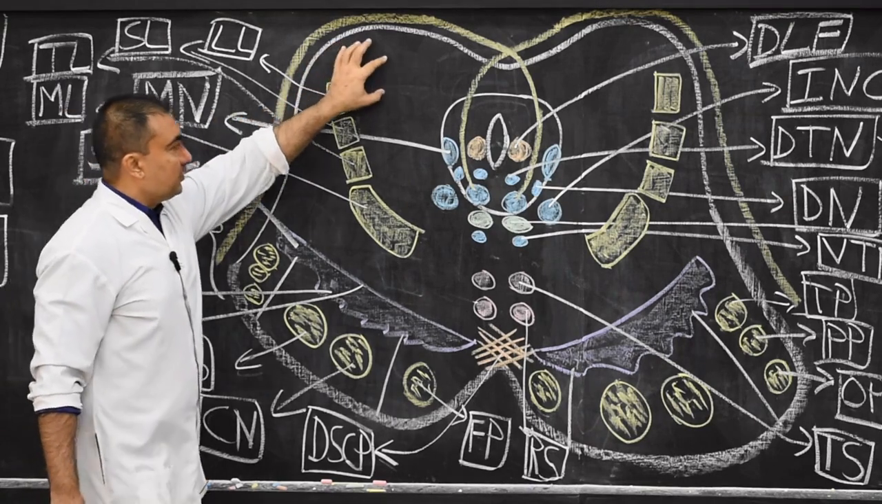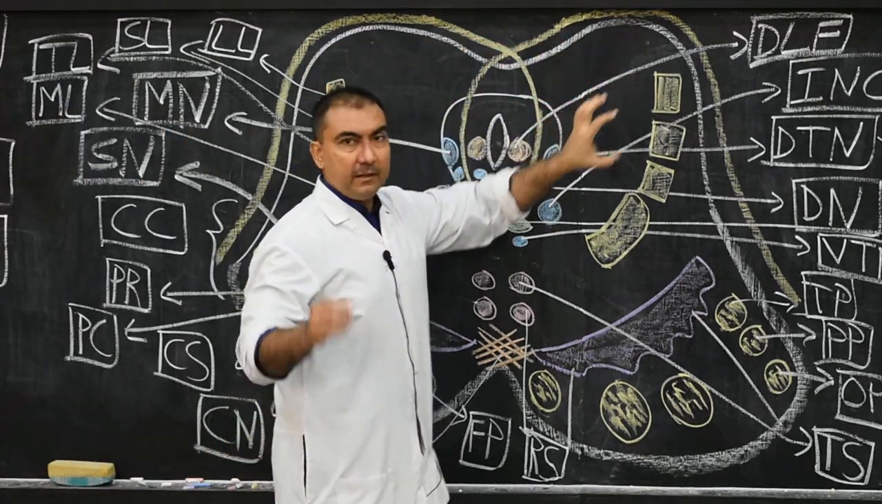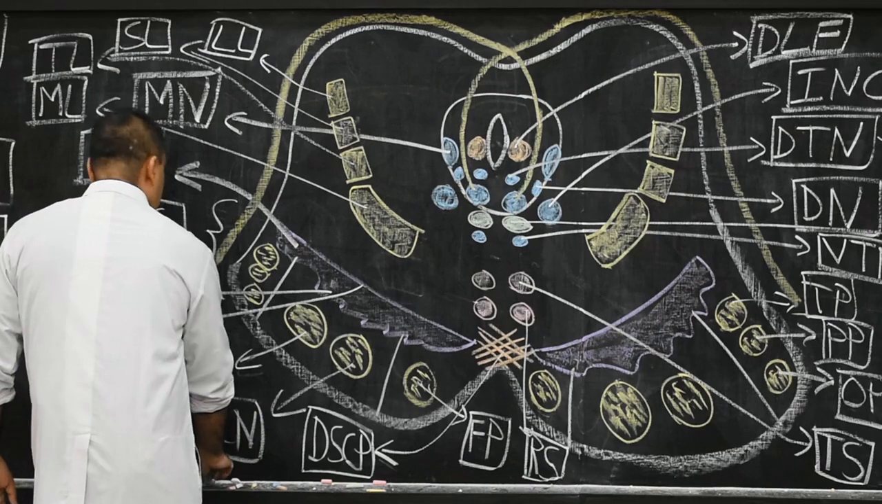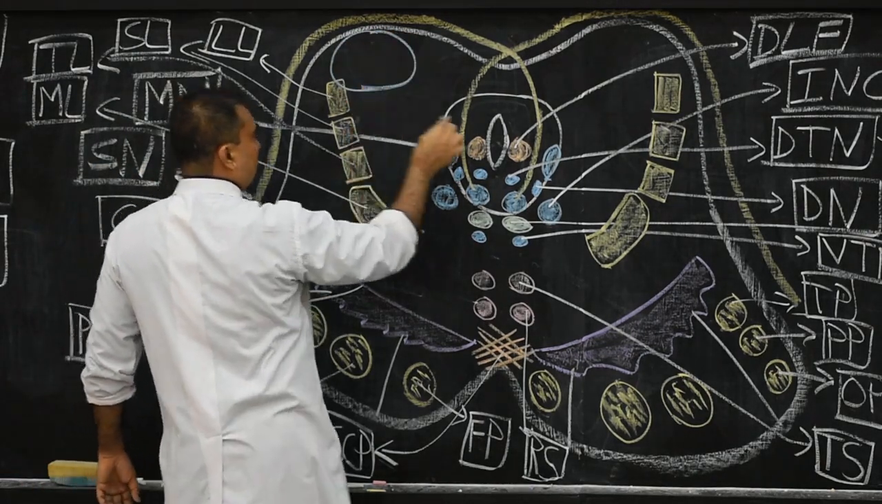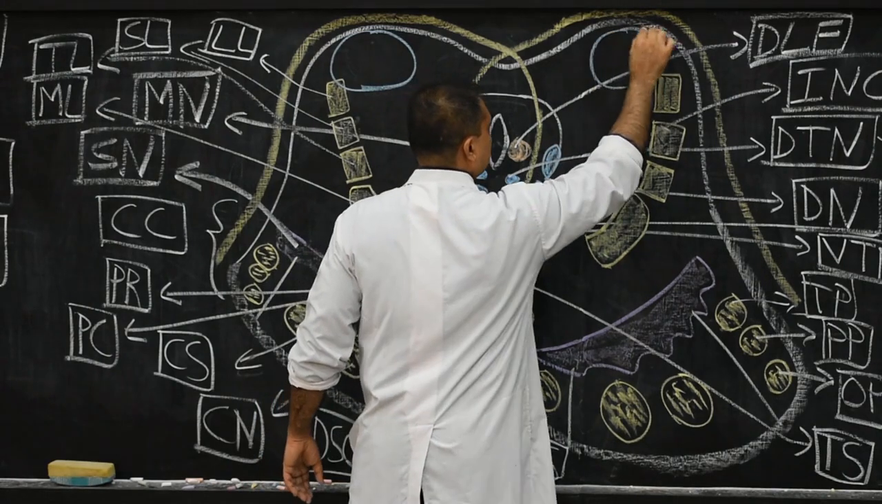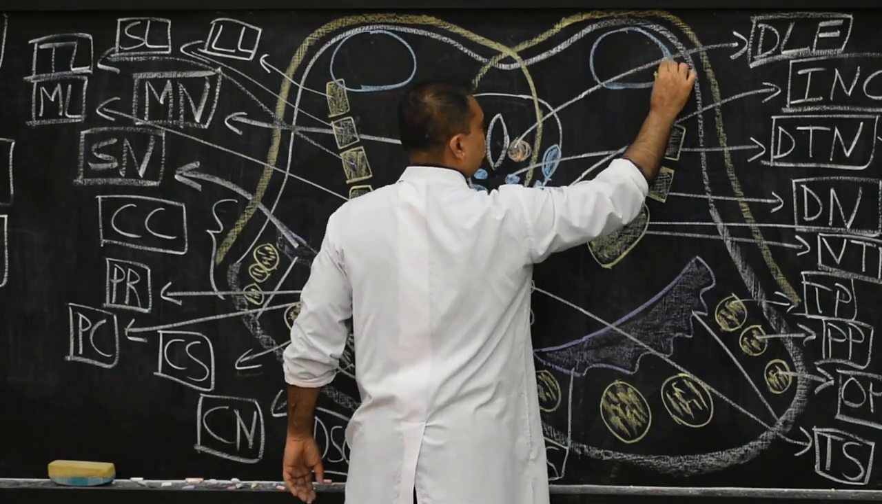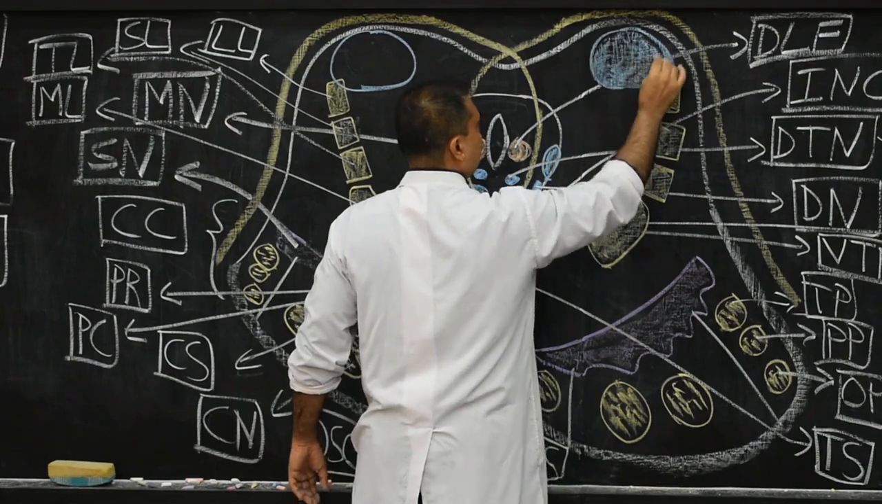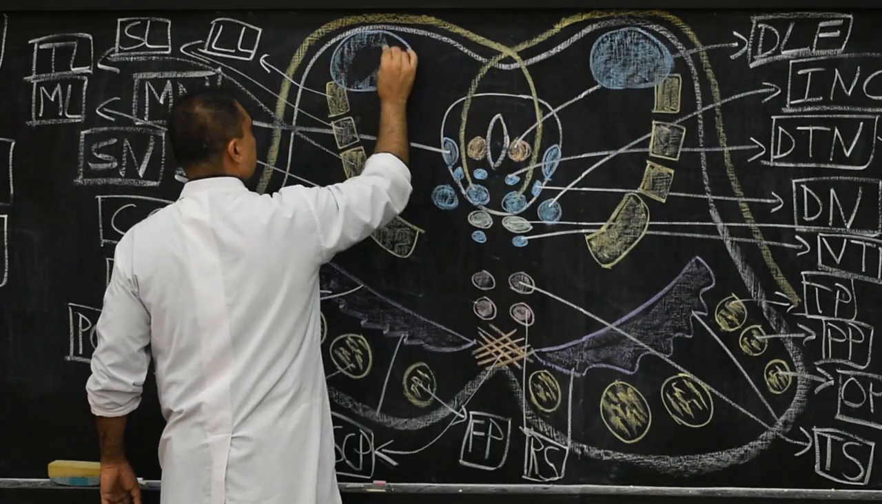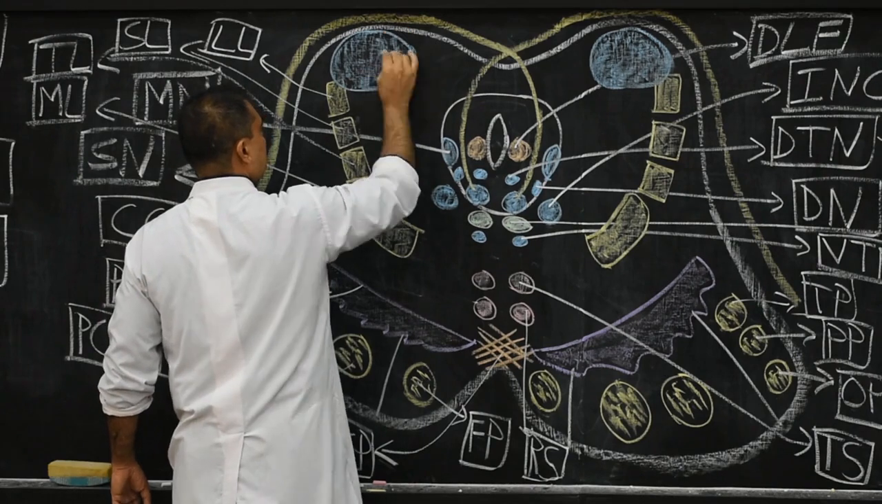Then we come to the tectum. This tectum is occupied by the inferior colliculi. So here we are going to show an ovoid collection of neurons. And this is the inferior colliculus. So here we show the inferior colliculus.